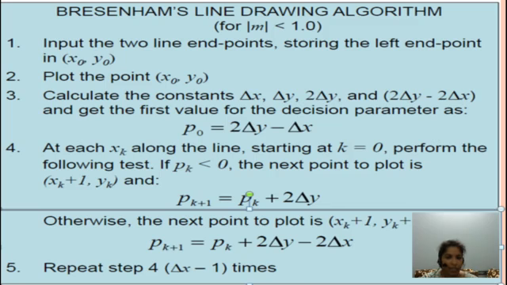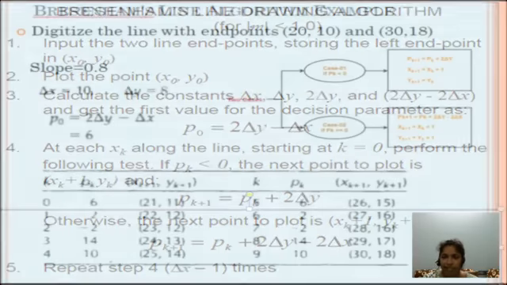Otherwise, that is if pk is greater than or equal to 0, the next point to plot is xk plus 1, yk plus 1. x is anyway incremented by 1, but in this case y also should be incremented by 1. In this case, pk plus 1 is equal to pk plus 2 delta y minus delta x. So see this example.